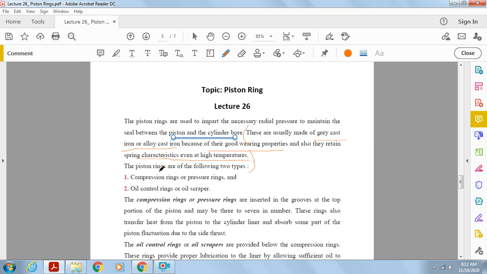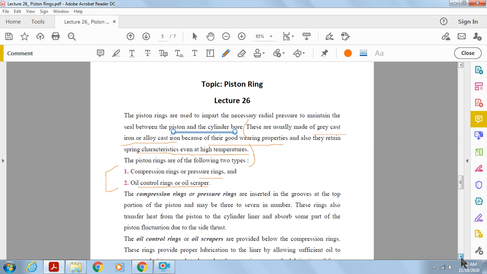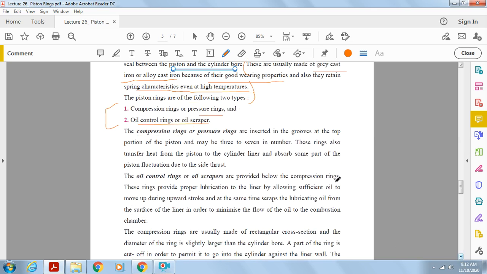The piston rings are of the following two types. One is the compression ring or the pressure ring, and the other is the oil control ring or oil scraper. So these are basically two types: the pressure ring or compression ring, and the oil control ring or the oil scraper. These compression rings or pressure rings are inserted in the grooves at the top portion of the piston, and may be 3 to 7 in number.